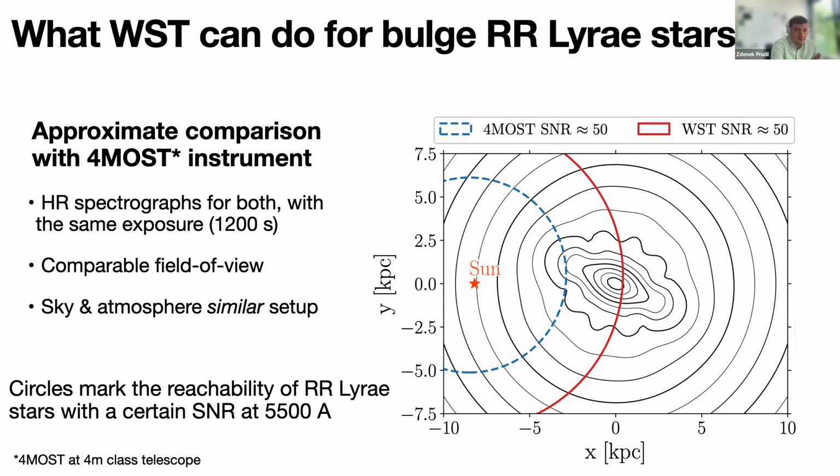Of course, the problem with these surveys for auroral stars is that it is very difficult to co-add spectra to increase your signal to noise. So usually it's safer to use a single exposure and be fine with whatever signal to noise you can get. I tried to use a similar sky and atmosphere, and what resulted is that while Foremost will scrape just the outer region of the galactic bulge, WST can probe the galactic bulge auroral star distribution with considerable depth. This signal to noise of 50 is roughly at 5,500 angstroms.